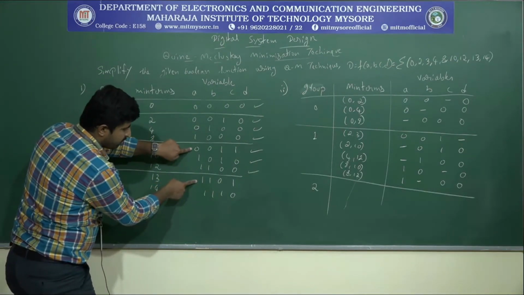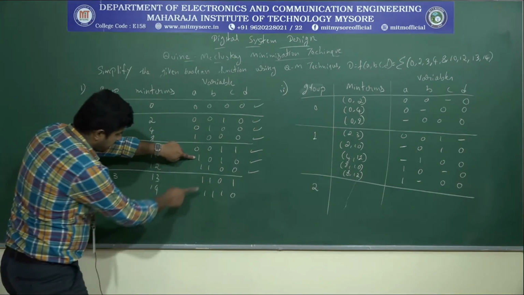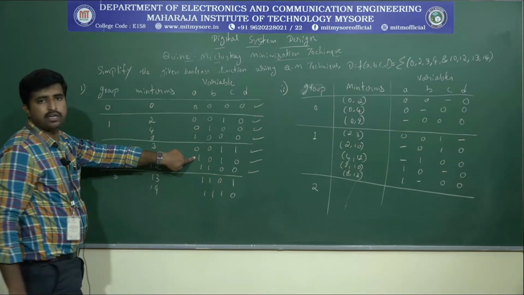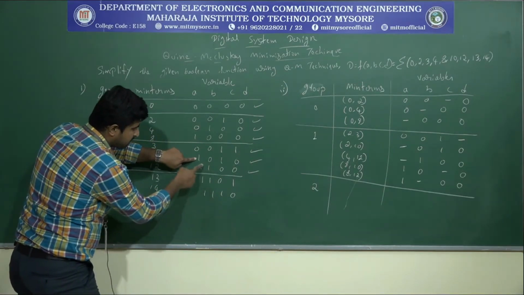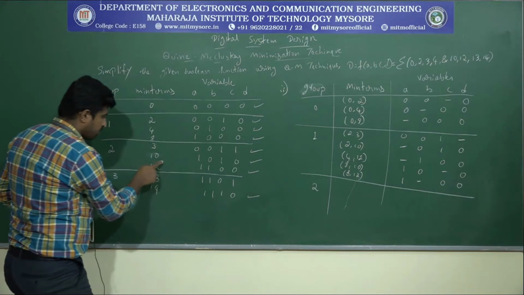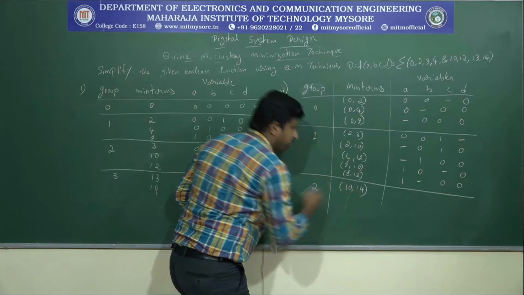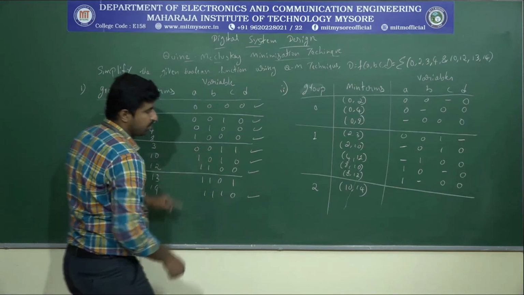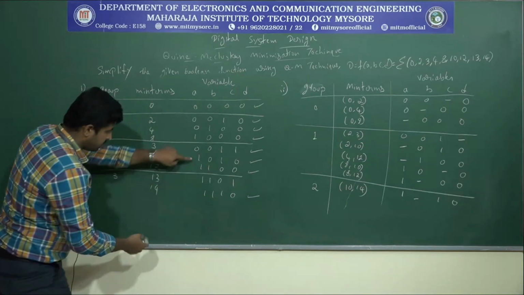3, 13, we are not able to group. Next 3, 14, not able to group. Next 10, 13, 1, 0, 1 variable change, or 2 variables have been changed. Again, not able to group. Next 10, 14, yes, we can group it. 1 variable change, 1, 0. So this is covered. So 10, 14, that means 1, dash 1, 0. Next is over.